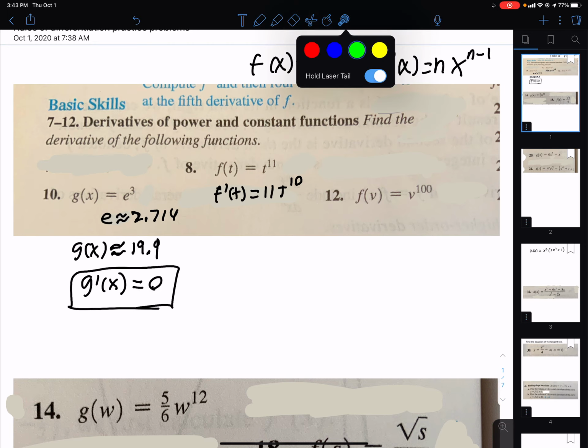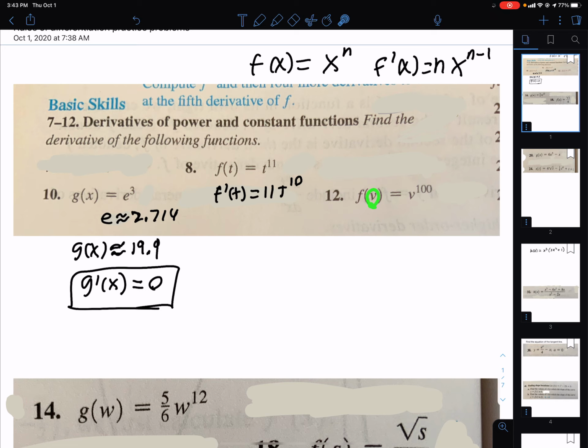Now in this one, we are fortunate that's our variable v. It is our variable raised to a power, so we can apply the power rule. The derivative of f with respect to v is 100v to the 99th. And remember, the 100 comes in front, just like we did here. Subtract 1 from the 100 to get our 99.